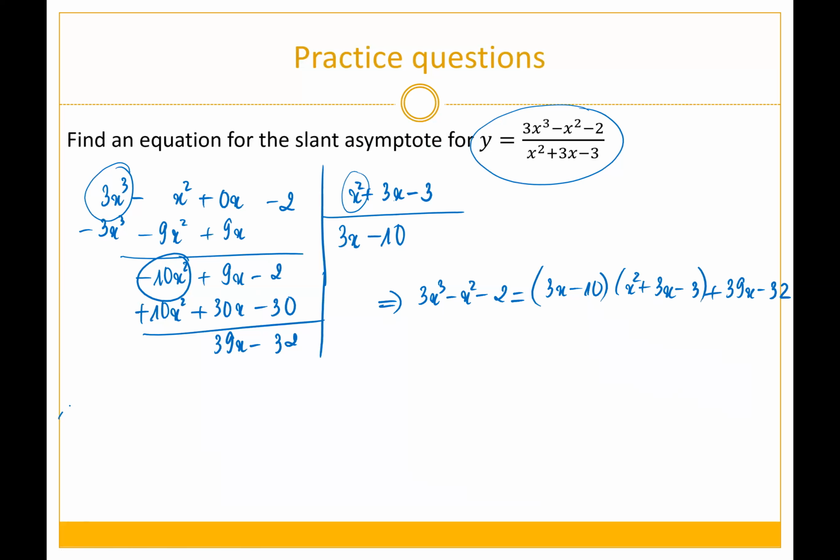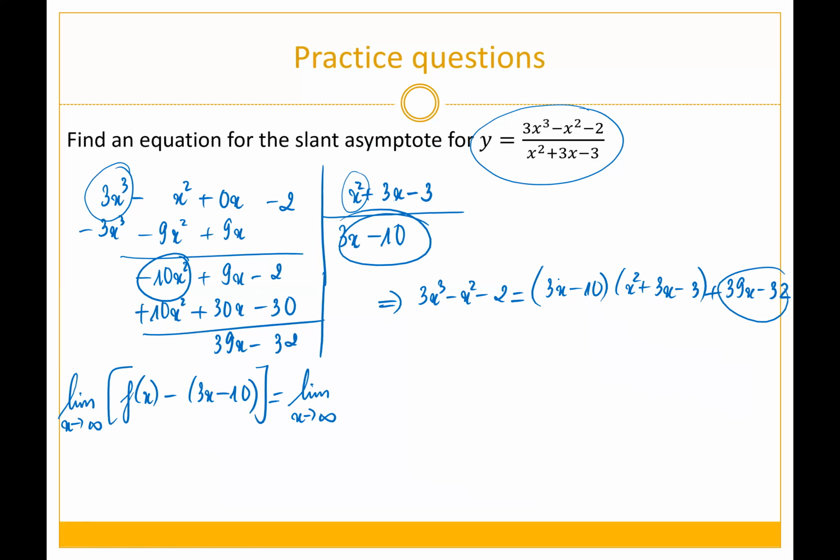And so if we take the limit as x approaches infinity of f(x) minus (3x minus 10), remember, we take the result here, not on this side. We're going to have the limit as x approaches infinity of just this part, because this part is already subtracted out. So we have this divided by x squared plus 3x minus 3. And here you can see the highest powers are different, and the denominator is going to approach infinity faster than the numerator. Therefore, you have a small number divided by a very big number, and what you end up having as x approaches infinity is that the limit is going to be 0.